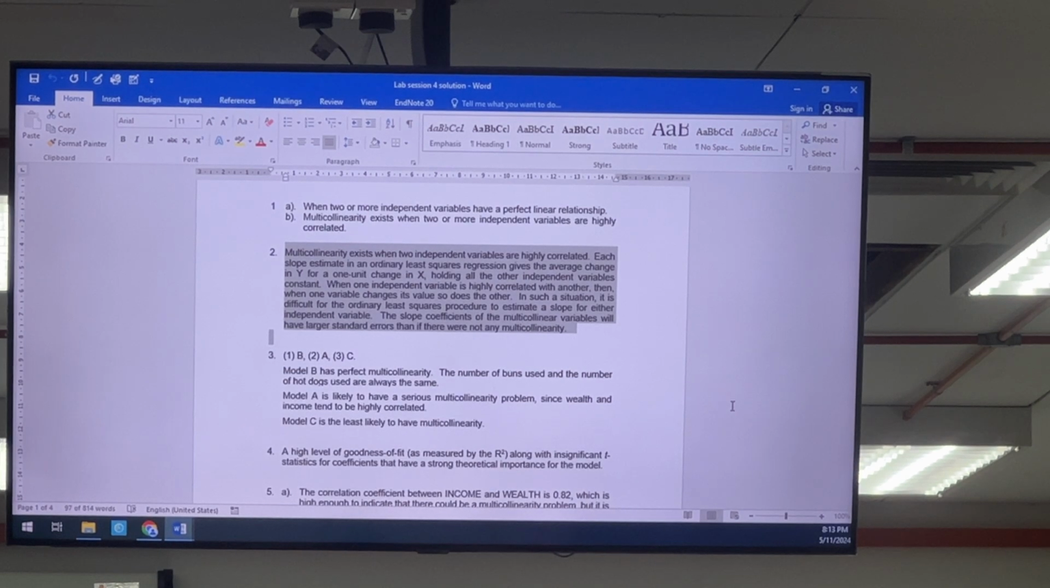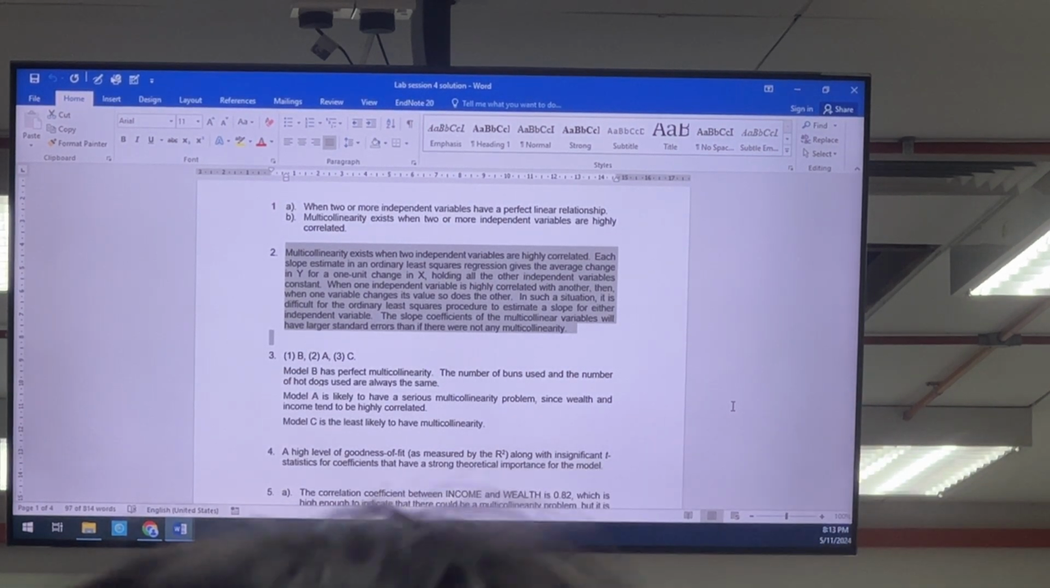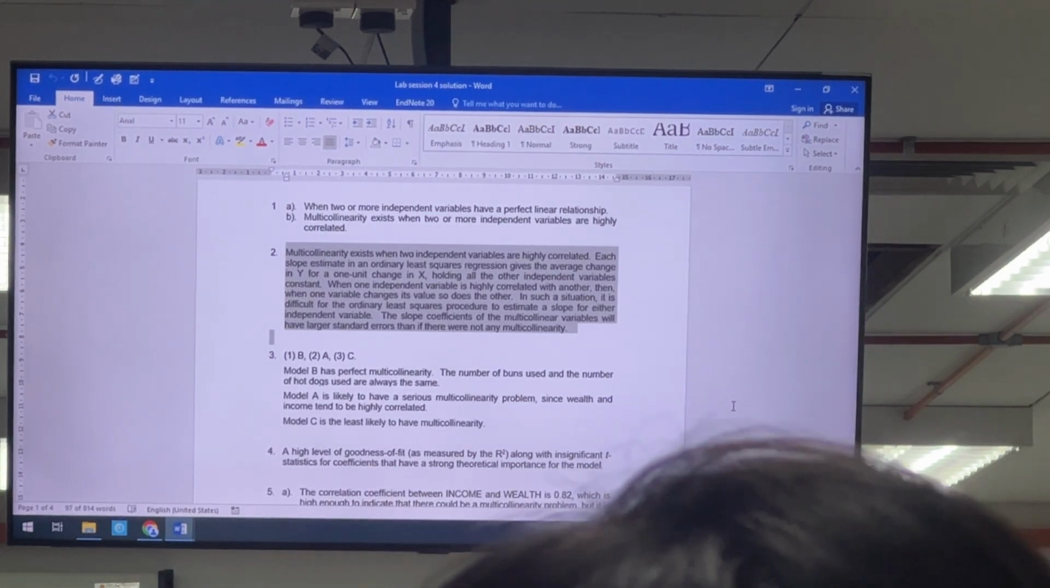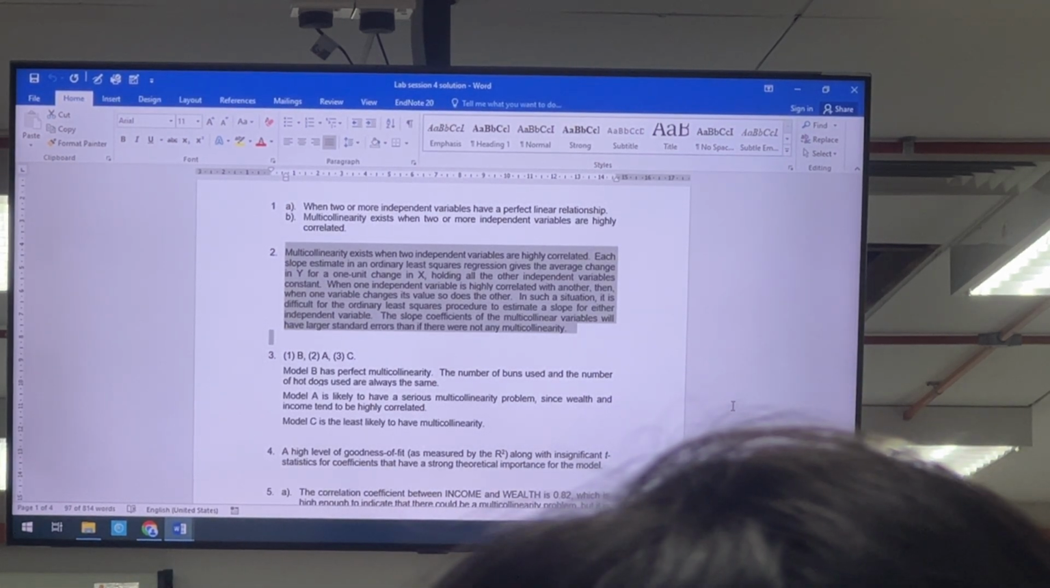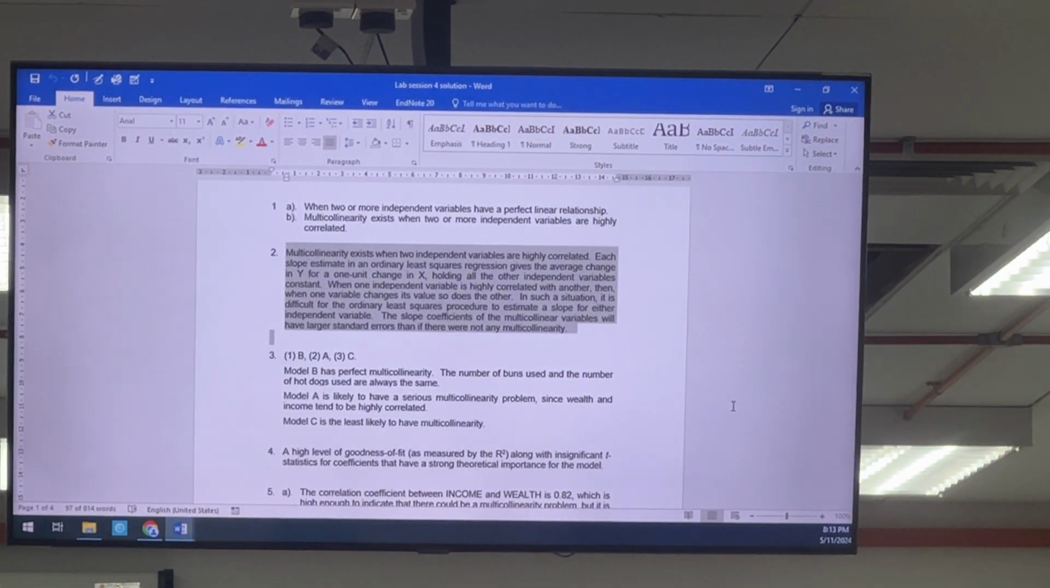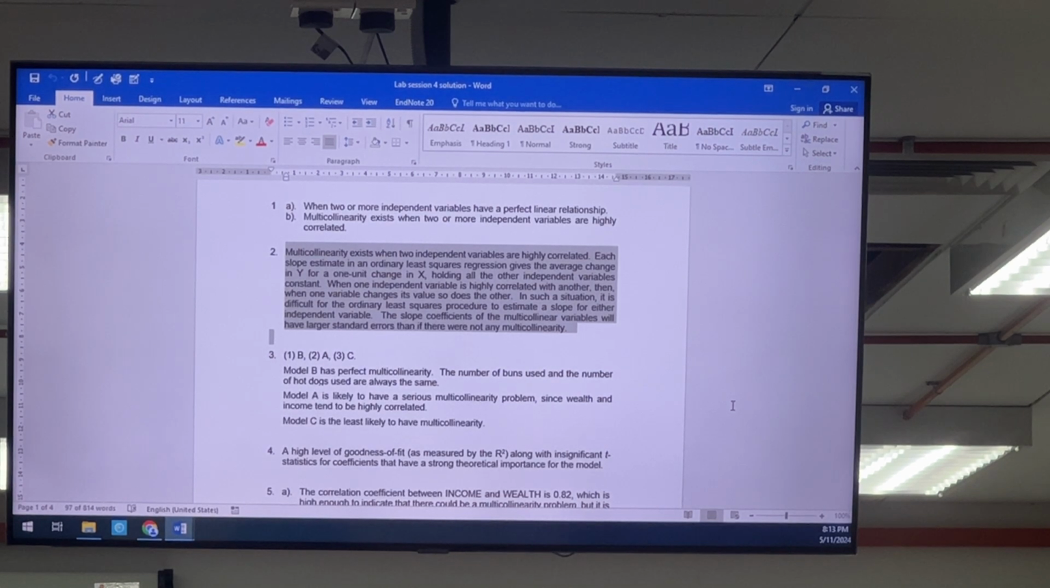So when one independent variable is highly correlated with another, when one variable changes its value, so does the other. In such a situation, it is difficult for the ordinary least squares procedure to estimate a slope for either independent variable. The slope coefficient of the multicollinear variable will have a larger standard error than if there were no multicollinearity.